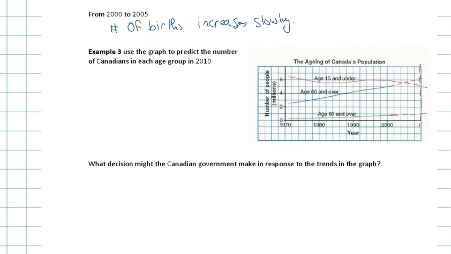Okay? So in 2010, which is going to be right here, how many 80 and over am I expecting to have? Around a million, right? So from my extension of the graph, I can say that I will have about a million 80 and over. This means about, so when you write an equal sign with a dot on top of it, that means about.